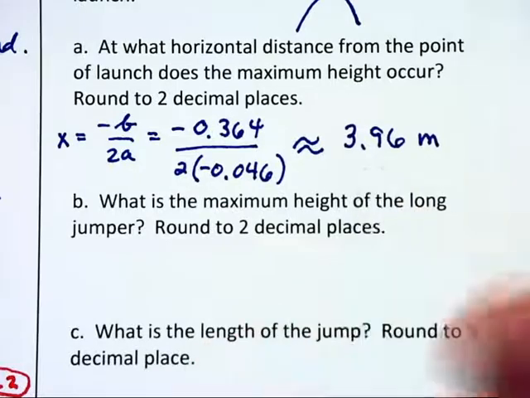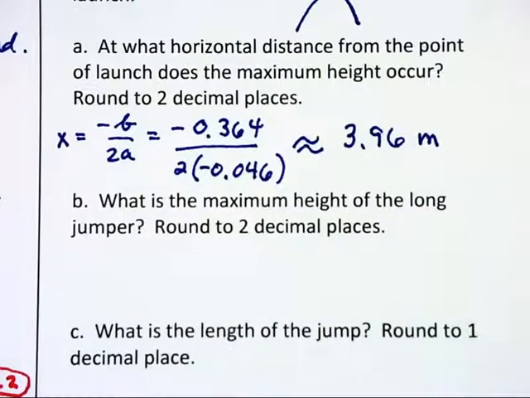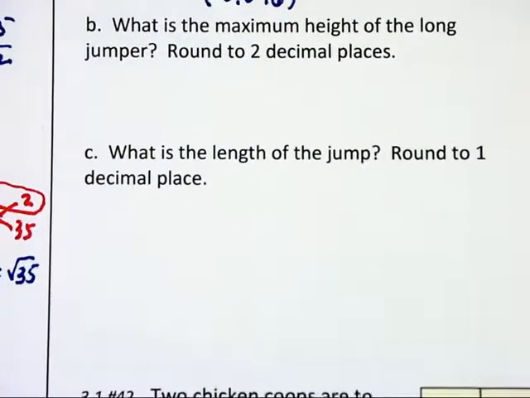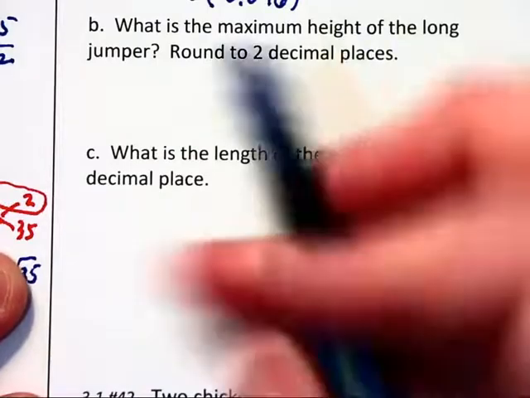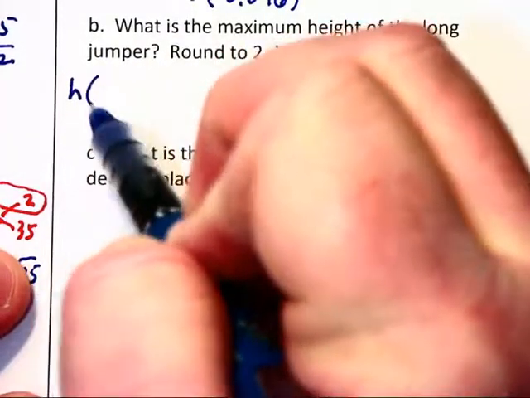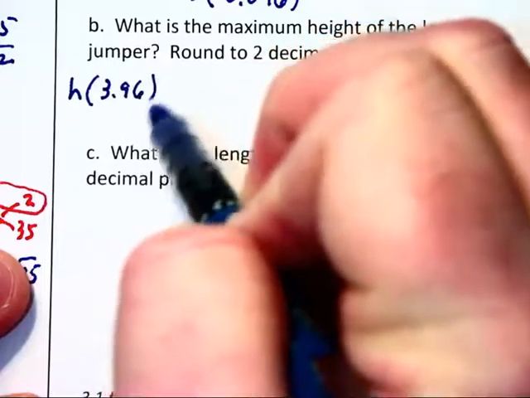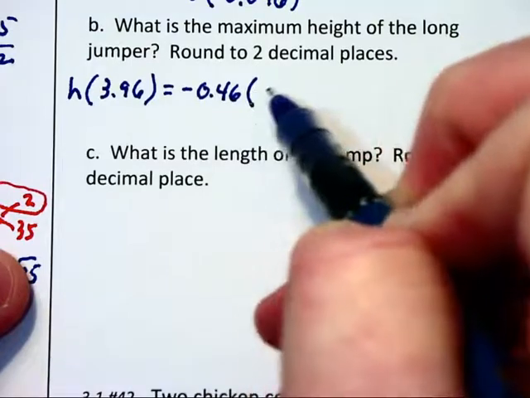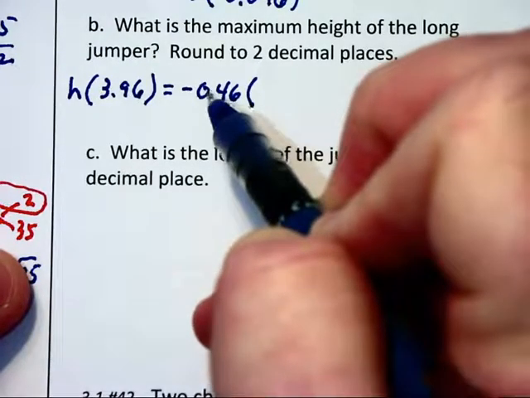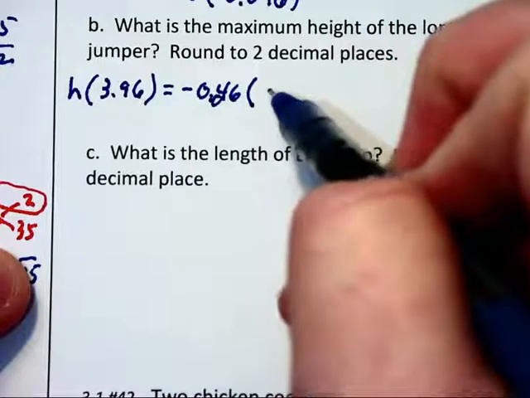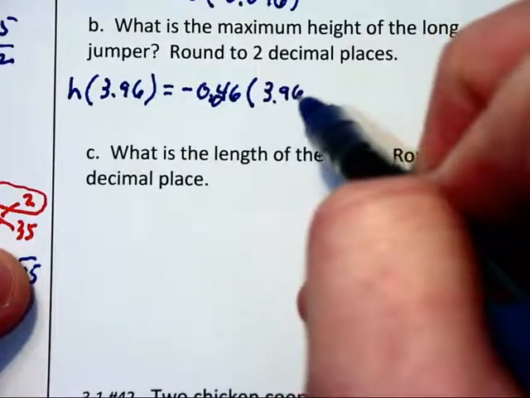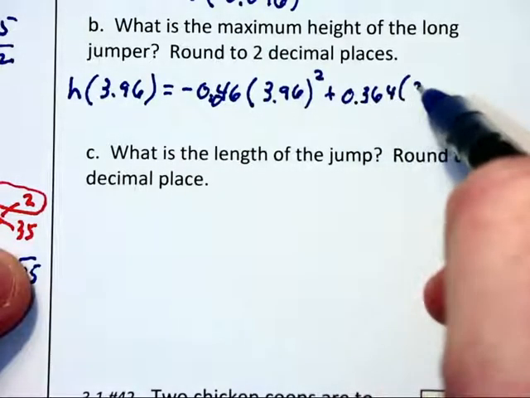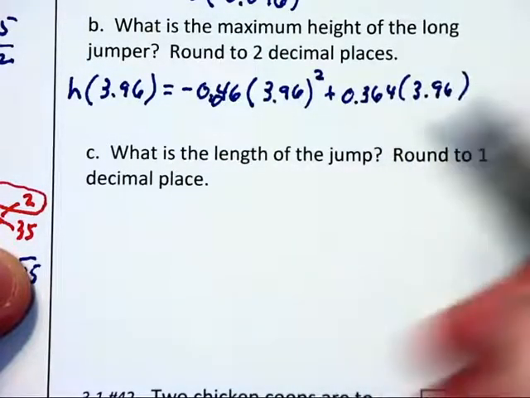Just about 4 meters from where he started running and jumping, the long jumper is at the maximum point, at his maximum height. Now, what is the maximum height? That's where we substitute the 3.96 into our function. That will be negative 0.046, I skipped a 0 in there, 0.046 times 3.96 squared plus 0.364 times 3.96. Use your calculator.